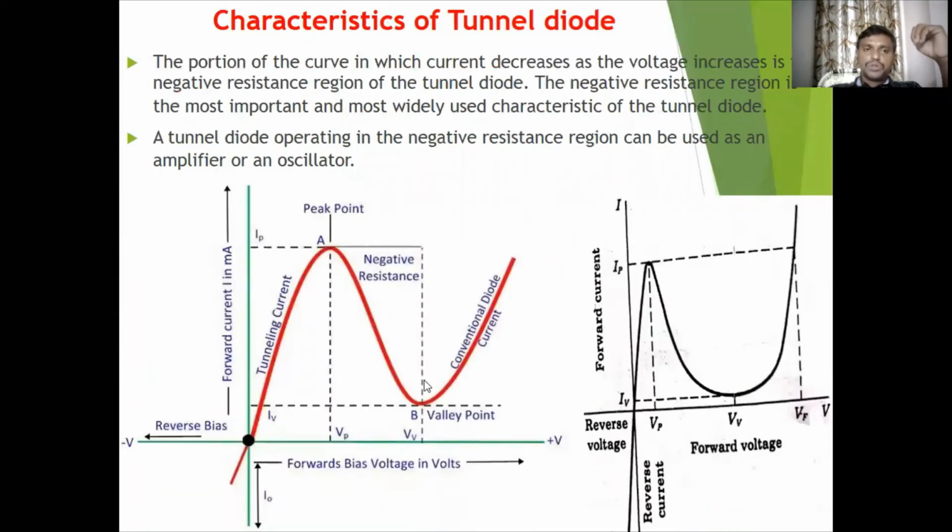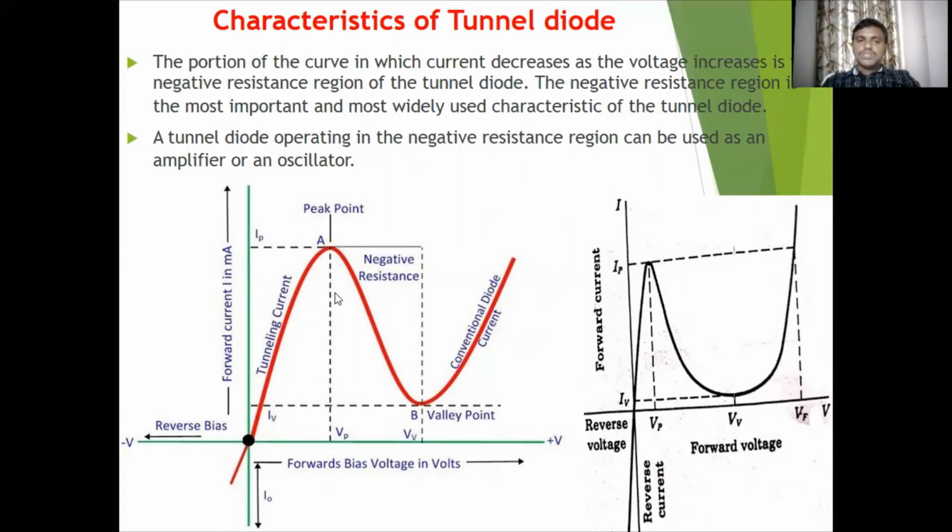So I have shown here the characteristic curve of the tunnel diode. It is very important because it is operating in the negative resistance region. Negative resistance region is nothing but a decrease of the current as we increase the voltage. Generally, in normal condition, if you increase the voltage in a p-n junction diode, the current will increase.